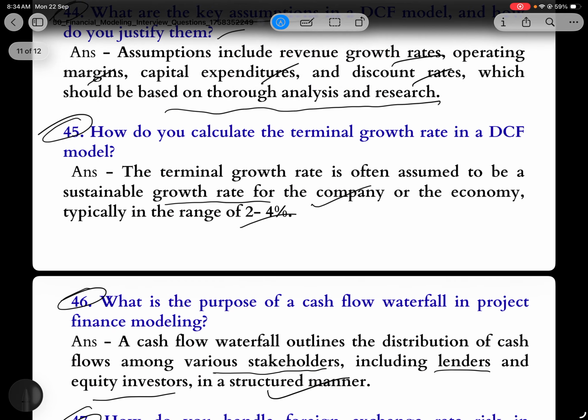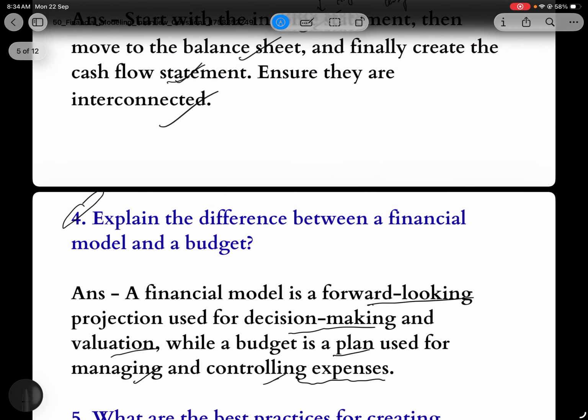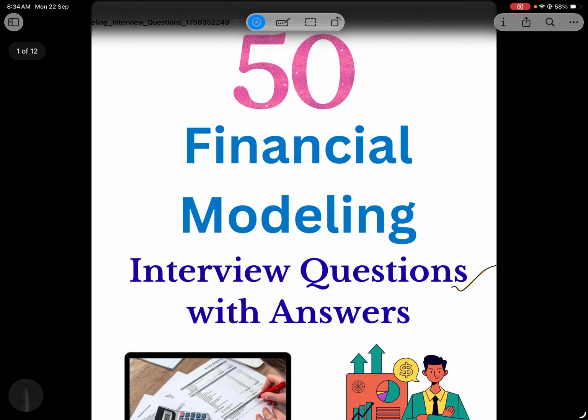So that's pretty much it, the interview questions. So it's a very good set of questions, right, I must say. So 50 financial modeling interview questions have been covered.